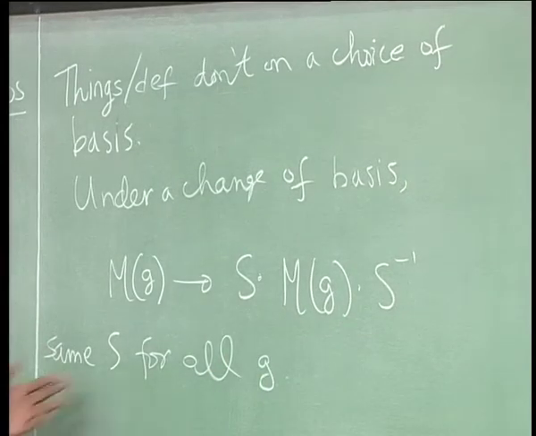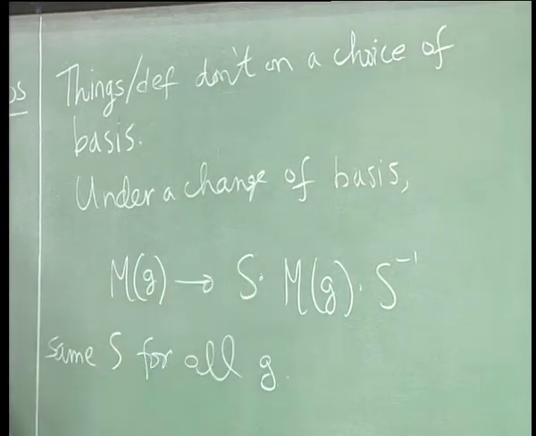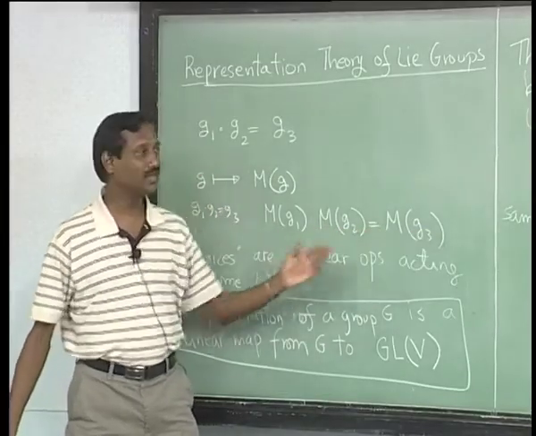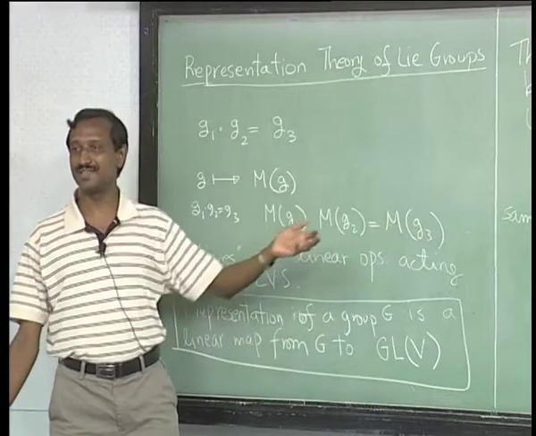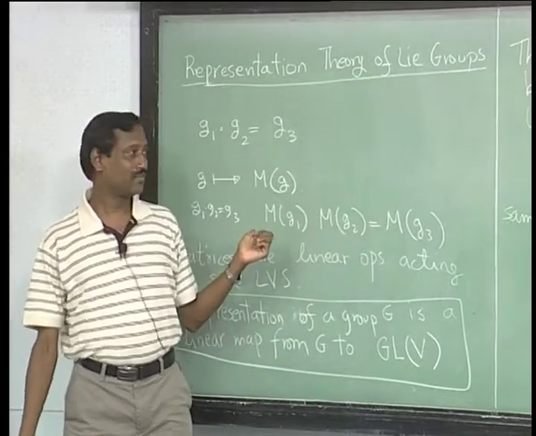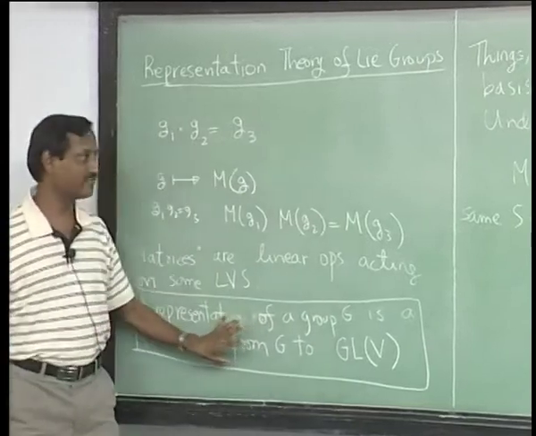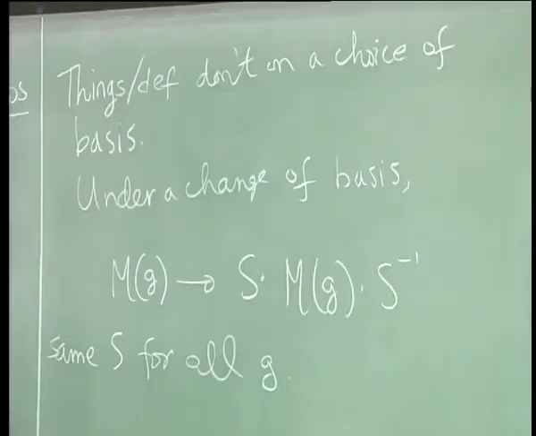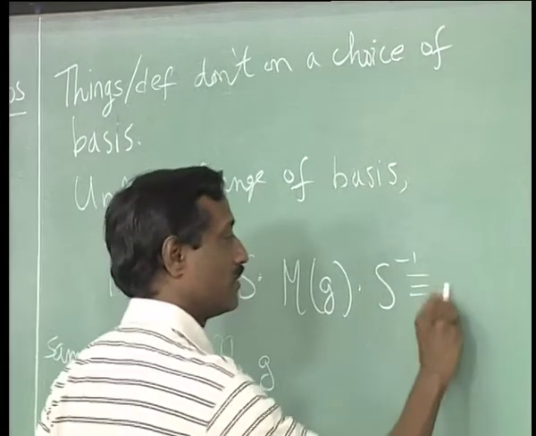Okay, where S is some change of basis, and of course it has an inverse and a determinant. So, if m of g1 times m of g2 is equal to m of g3, then obviously this will also satisfy the same thing. But really, if you go back to this definition, you do not want to distinguish between these two. So, you would say that two representations are the same if there exists an S such that they get related. So, we can just define this to be m tilde of g.